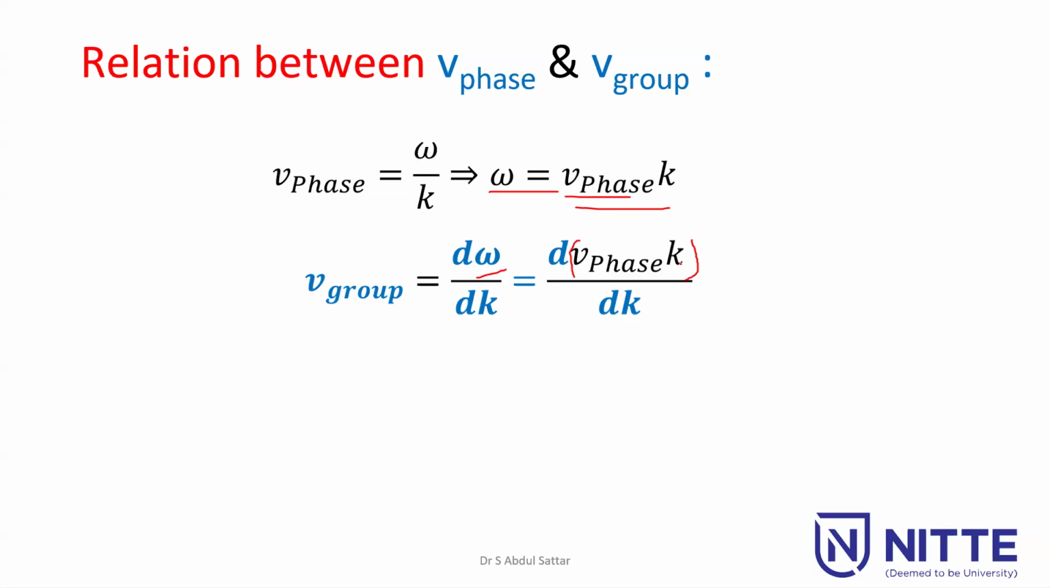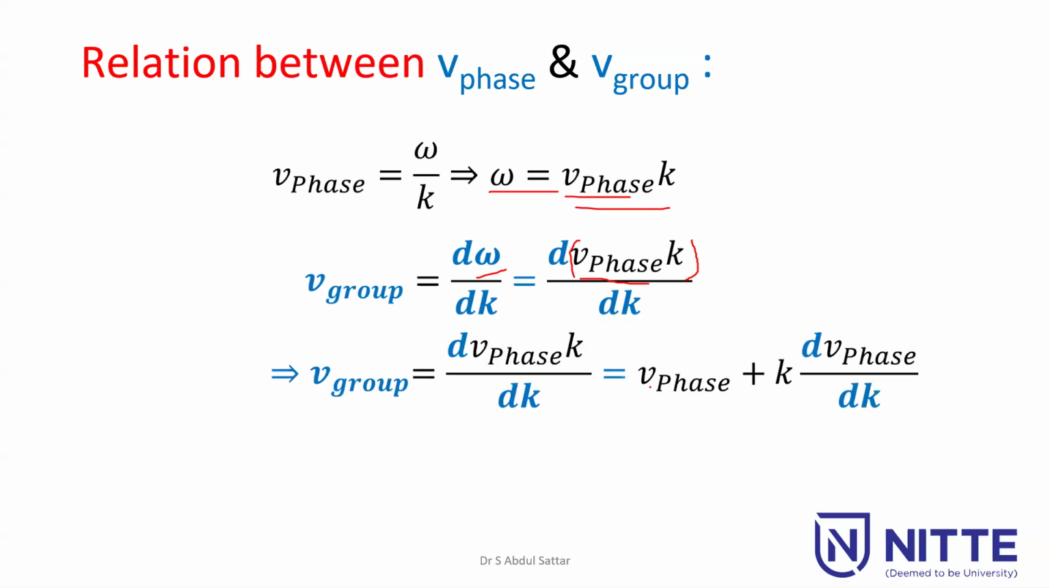If we differentiate this, the first term, V phase, into the derivative of the second term, dk by dk, that equals 1, plus the second term k into the derivative of the first term, that is dV phase by dk. So this will come like this. But k depends on wavelength lambda. That's why we have to derive this relation in terms of lambda. That means you have to replace k with lambda.